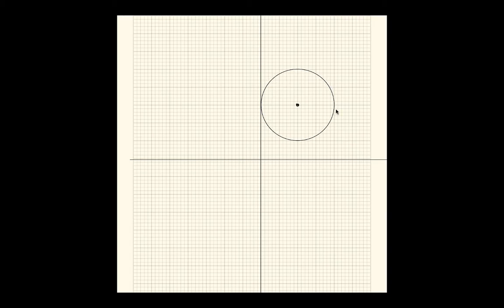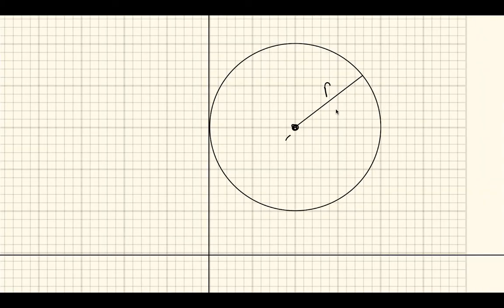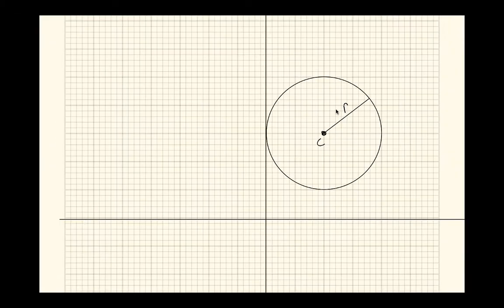Basically, every circle also has a radius. This is R, this is my center. A circle is just a collection of points that are the same distance away from C, and that distance is R. So that distance is the same as this distance, the same as that distance. All of these radii are the same.